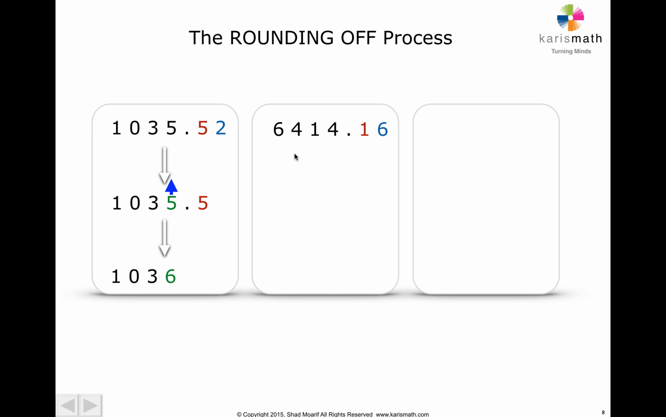Try this one. That is 6,414.16. You want to round it off to one decimal place? Very good. That means only up to the tenths, but this is more than 5, so you'll... Very good. The answer is 6,414.2. Excellent. So it goes up, and if you want to write it without the decimal place, just a whole number, excellent. The answer is 6,414.